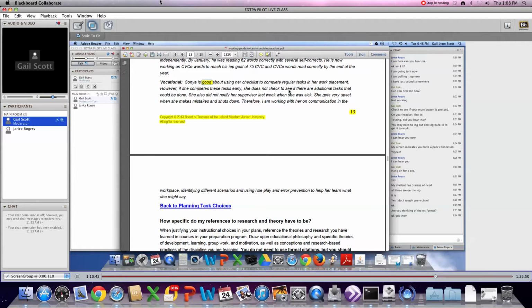Now, I was a little confused with the rest of this because I talked about if she completes tasks early, she doesn't check to see if there are additional tasks that could be done. She did not notify her supervisor last week when she was sick. She gets very upset when she makes mistakes and shuts down. Therefore, I am working with her on communication in the workplace, identifying different scenarios, and using role play and error prevention. I don't know what error prevention means. Don't use it.